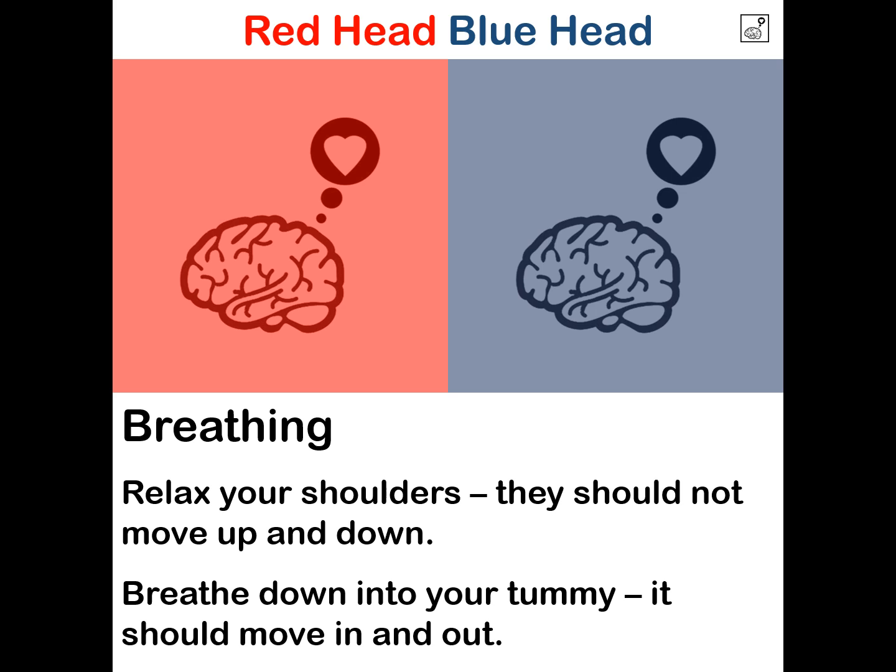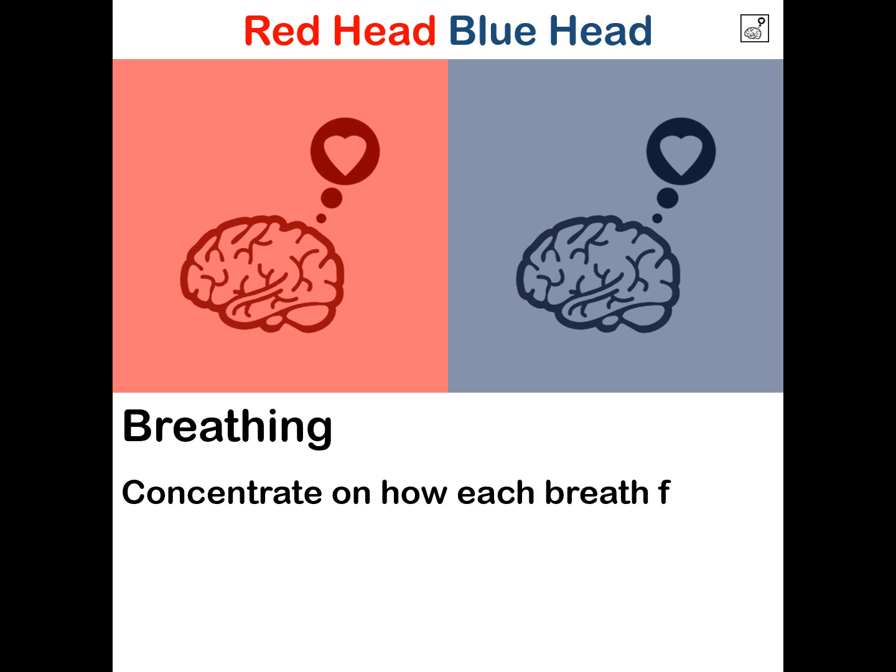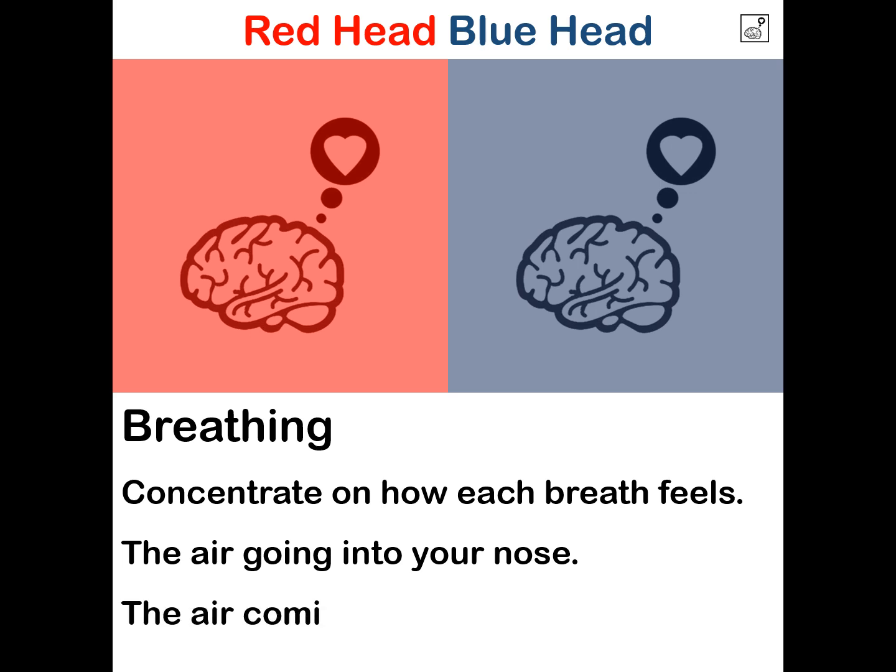There's a couple of videos on the website, one called Take 5 breathing, one called ratio breathing. And what we're talking about is getting them from what we're calling their red head, where they're feeling stressed and they're not able to think clearly, into their blue head, where all their rational thought is able to happen.